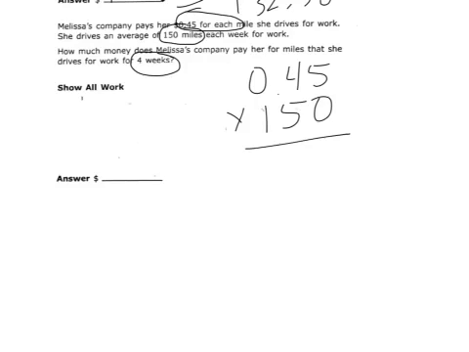Now this is very, very simple. When you have a calculator, you just punch the numbers right in, 0.45. Just make sure that you put 0.45 instead of 45. 0.45 times 150 is 67.50. And then that is for 1 week.